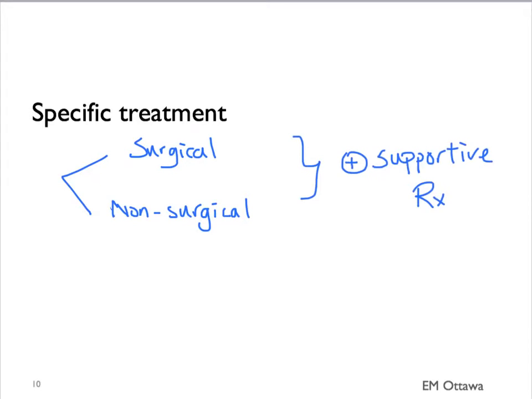After ABC stabilization, we want to think about the specific treatment for our patient. The ultimate treatment for intracranial bleed is mostly surgical. However, there is a subset of patients who do not need surgery for the intracranial bleed. All of them will need supportive treatment.